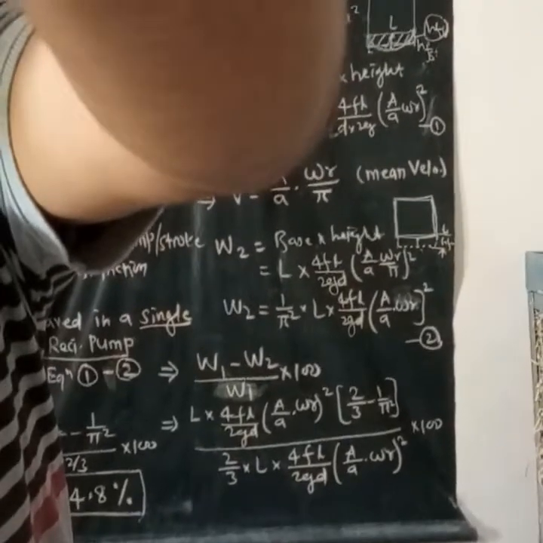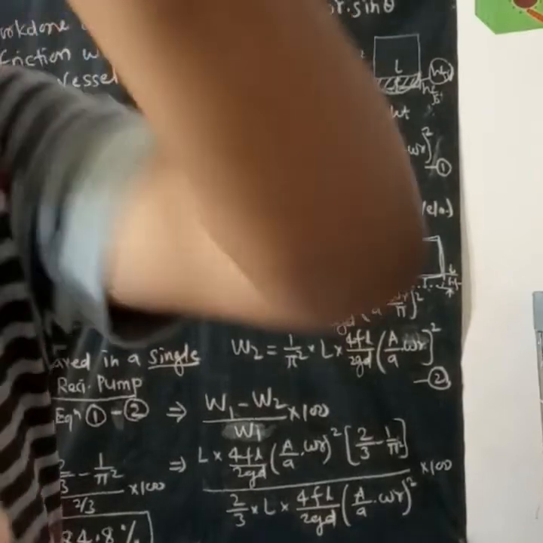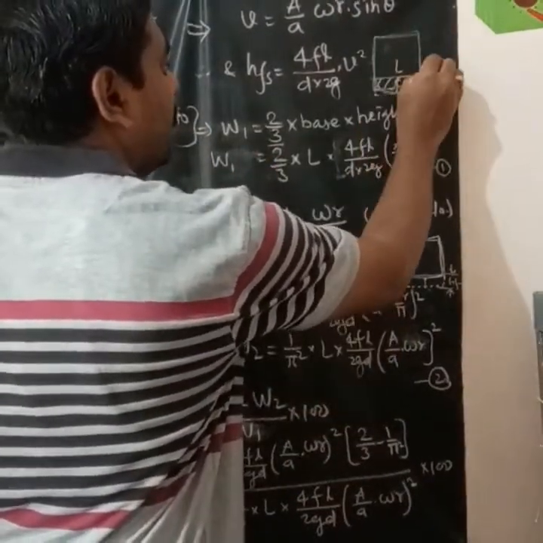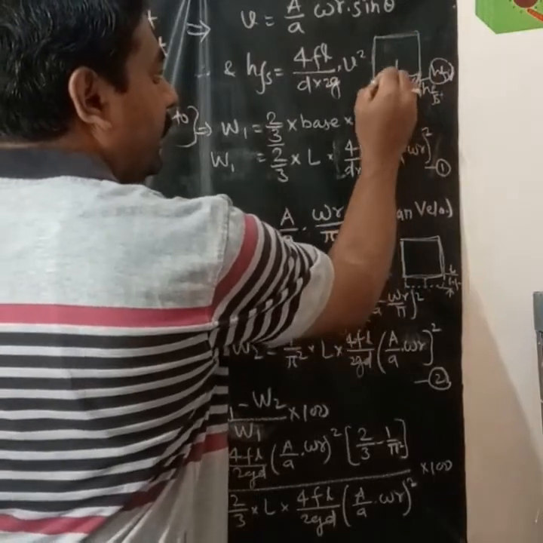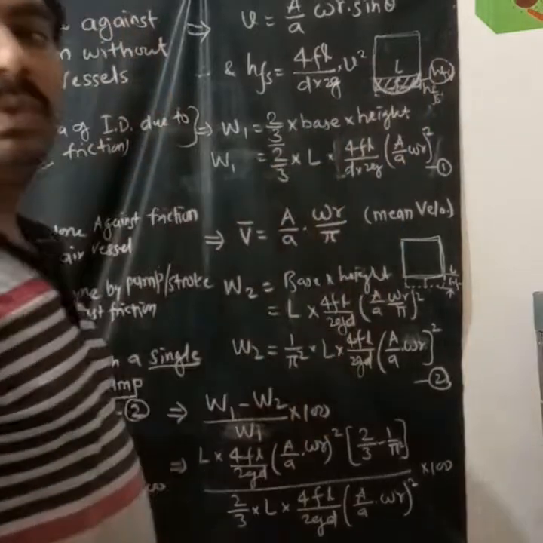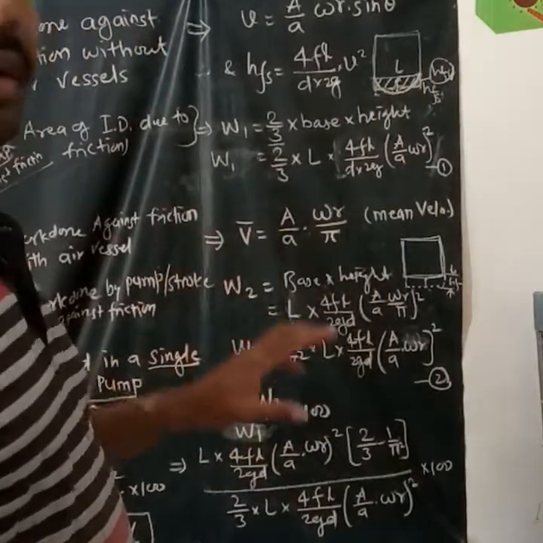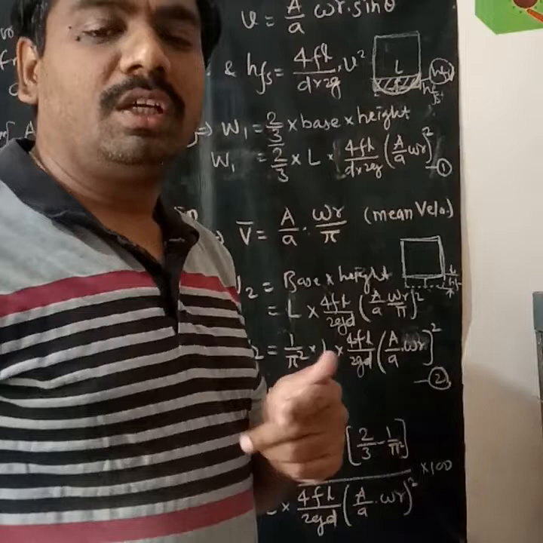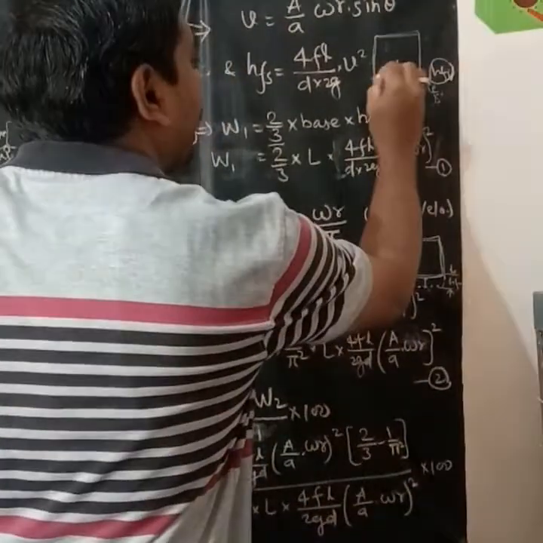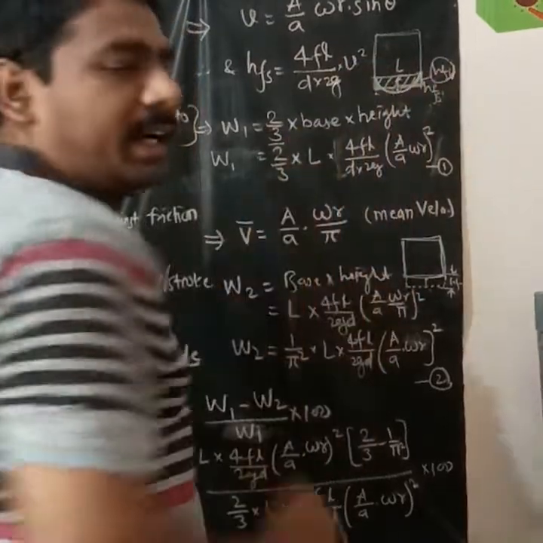I think you are observing it. Here, suppose this is the suction side, this is the indicator diagram, and because of friction this is the parabola. But whenever the mean velocity is considered, at that time this will be represented as a rectangle.